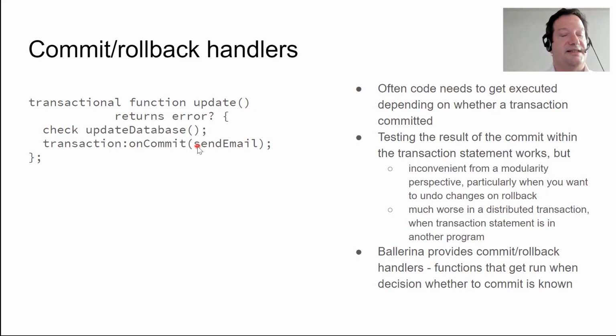What will happen then is that the transaction manager of the Ballerina program that initiated the transaction will send a message to the Ballerina program in which this function is running. And as part of the two-phase commit, when it knows that it's going to commit, the transaction manager of this program will arrange to call this function. So it's quite a simple thing, but it's really useful when you have distributed transactions.